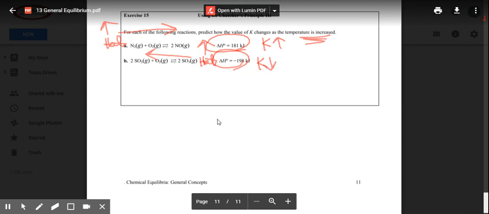So I hope these example problems help put Le Chatelier's principle together. And these are easy points to work with. So I hope that you guys do well with that.